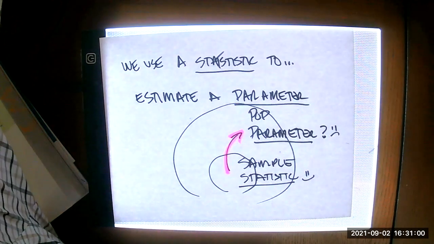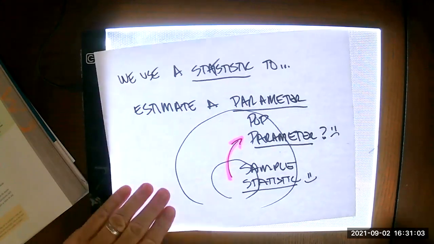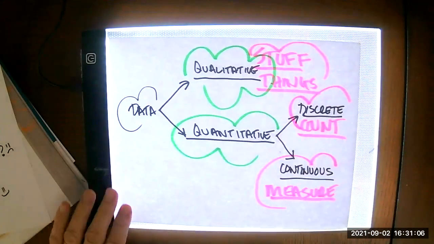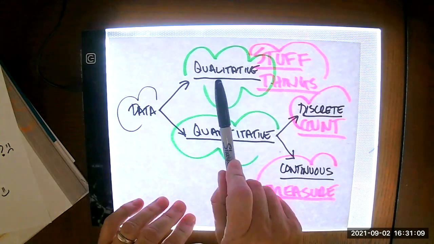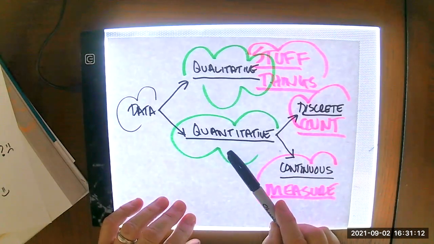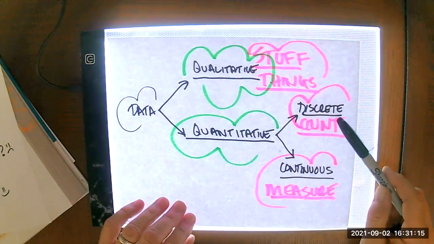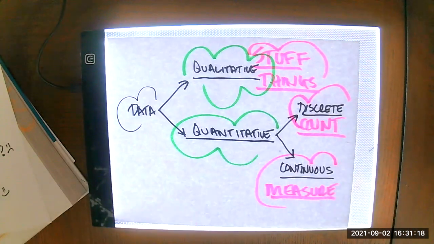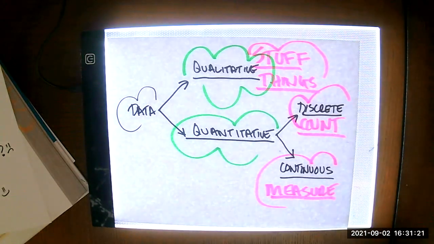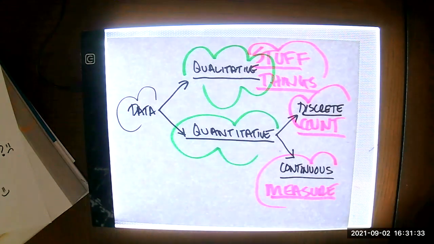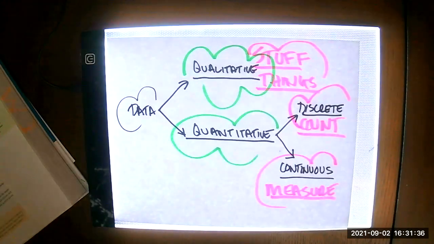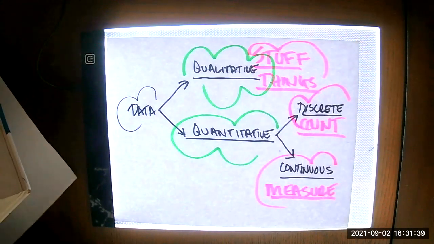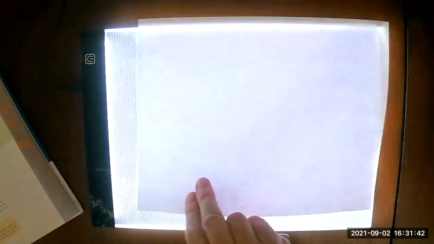So where's my list? Here it is. I'll bring this back over. So our sample data will be qualitative sometimes, quantitative at other times. It could be discrete, perhaps, or it could be continuous. But it will generate a number of different types of statistics. And we'll use those to estimate different parameters. How do we keep stuff straight? It's really important that we do this semester.